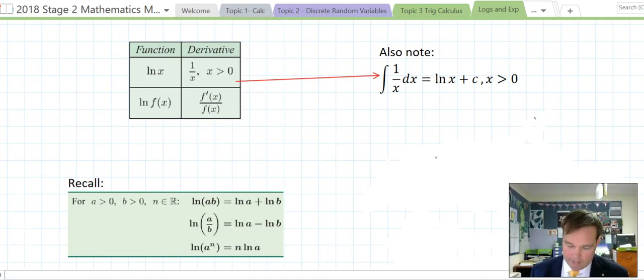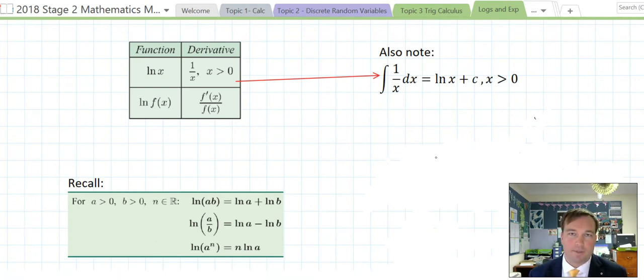Today we're going to look at finding the derivative and the integral of log functions. So to start off with, this first video will just be the mechanics of it, and then the second video we'll look at the applications of calculus involving logs. So I guess the most important thing to remember is this here.